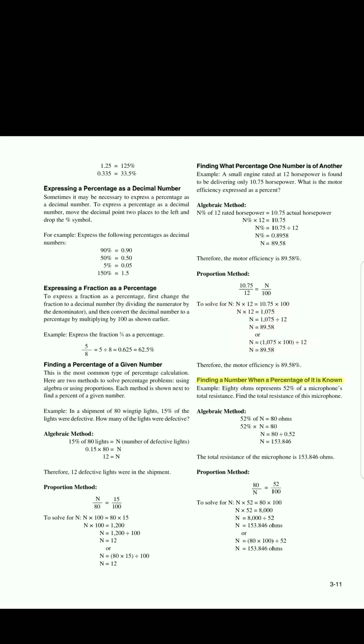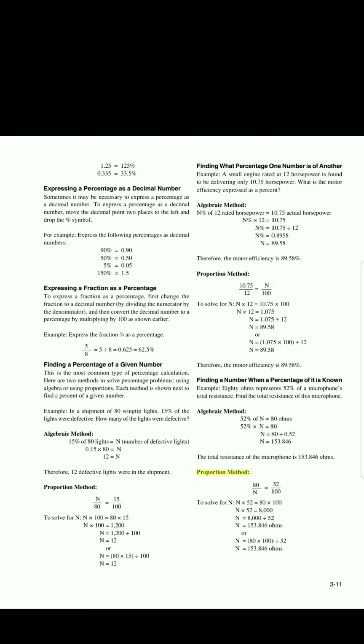Finding a number when a percentage of it is known. Example. 80 ohms represents 52% of a microphone's total resistance. Find the total resistance of this microphone. Algebraic method. 52% of n equals 80 ohms. 52% times n equals 80. n equals 80 divided by 0.52. n equals 153.846. The total resistance of the microphone is 153.846 ohms.